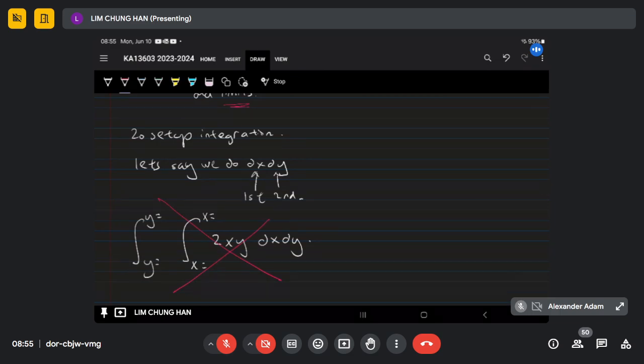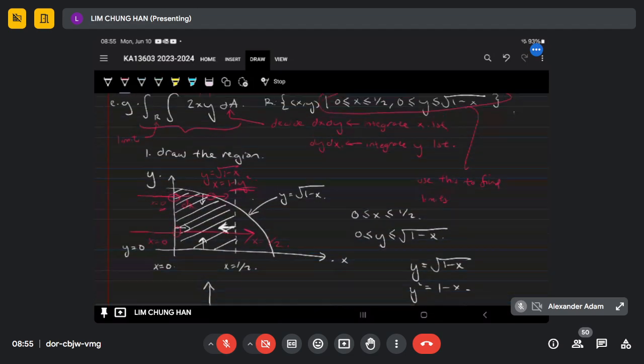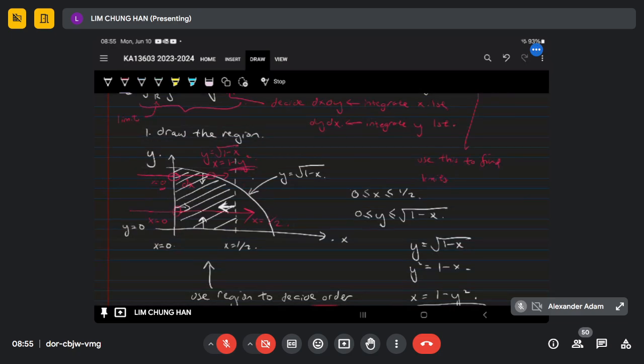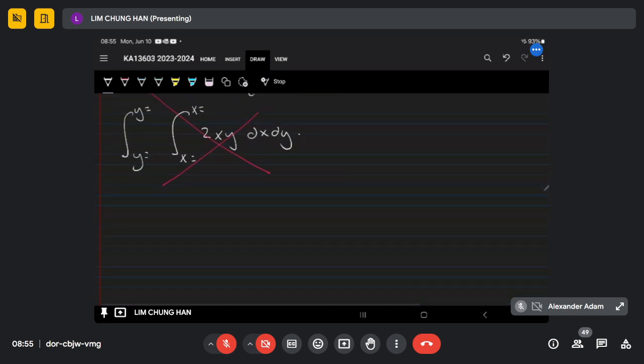So very good, Hussein noticed the problem already. This is why we don't do dx first. Exactly this problem. So the only option that we have left is we do dy first.